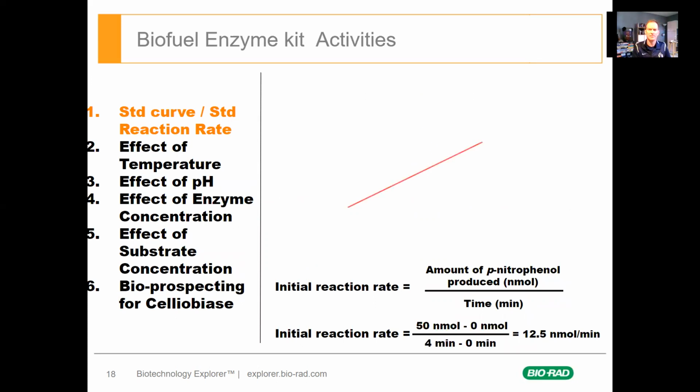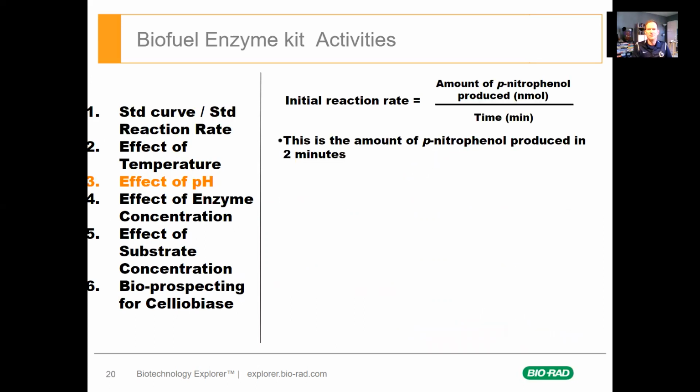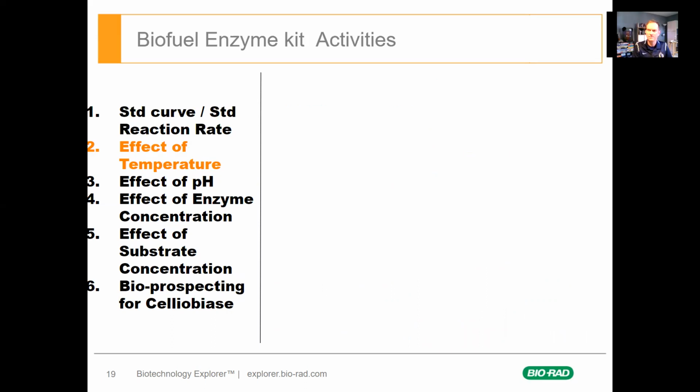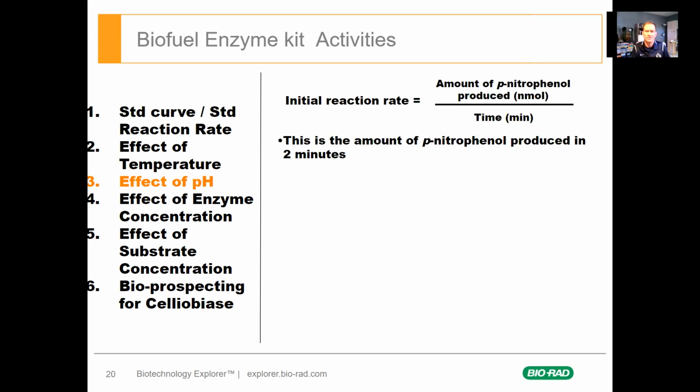Then from there, you can measure the effect of temperature. When you change the temperature, your experiment repeats that previous experiment at a different temperature. Another one: somebody is going to change the pH environment for the reaction and compare that to the original.